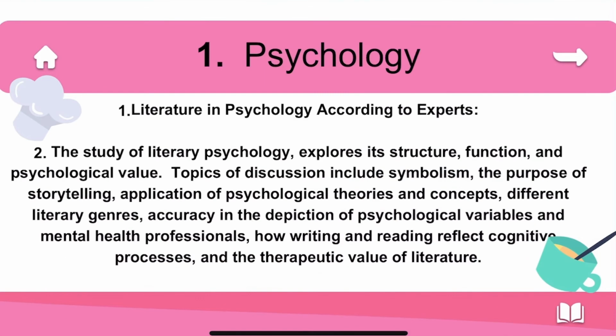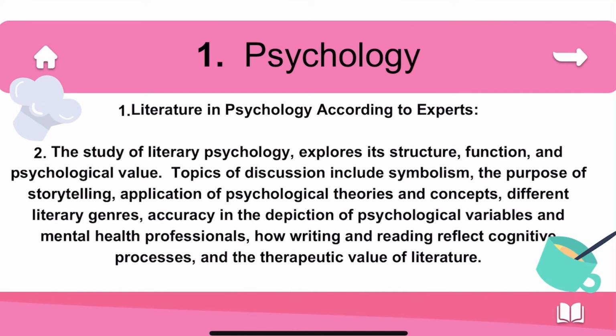Literature in psychology, according to experts. The study of literary psychology explores its structure, function, and psychological value. Topics of discussion include symbolisms, the purpose of storytelling, application of psychological theories and concepts, different literary genres, accuracy in the depiction of psychological variables and mental health professionals, how writing and reading reflect cognitive processes, and the therapeutic value of literature. Next, we turn to sociology.